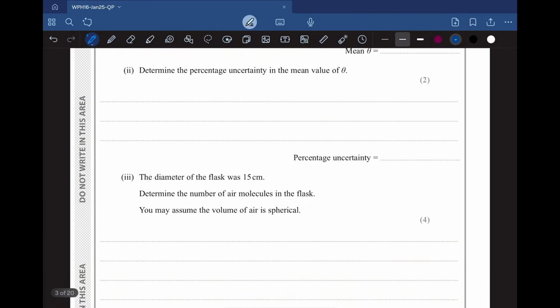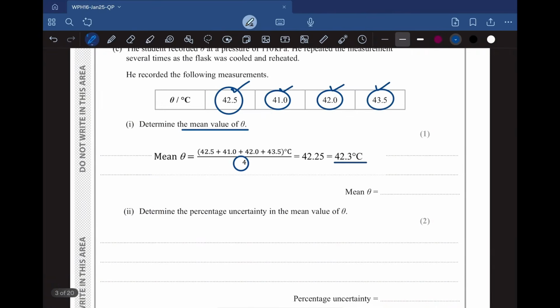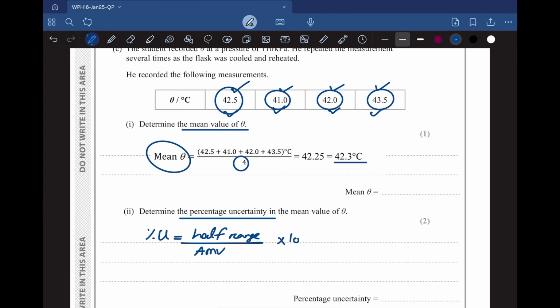Now the next question says: determine the percentage uncertainty in the mean value of theta. Remember one thing: when they ask you to figure out the percentage uncertainty right after asking for the mean, you have to understand that there are 4 data values that they have given. So we will have to use the formula of half range. We know percentage uncertainty is equal to half range divided by average measured value, multiplied by 100%.